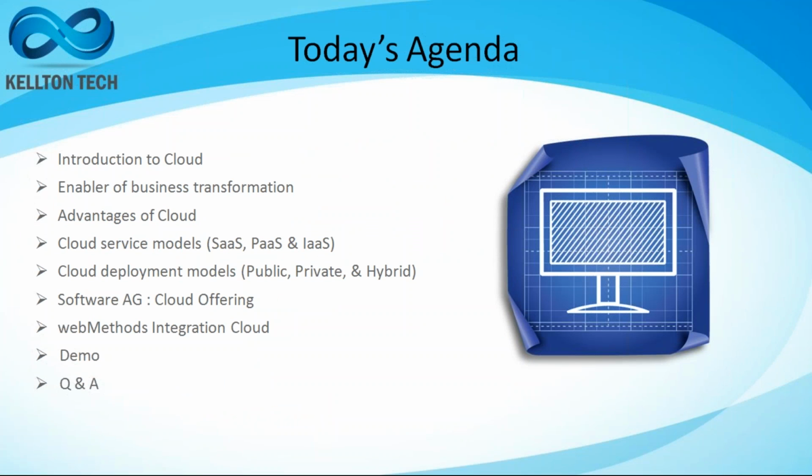Coming to today's agenda, after this short introduction, we'll talk a little bit about cloud. Why do we consider cloud as the business enabler? We'll discuss the advantages. We'll see what the terms SaaS, PaaS, and infrastructure as a service mean. In brief, we will look into the different models, which include public, private, and hybrid. Then we'll move on to the Software AG cloud offering. We'll see what Software AG provides under its cloud offering solutions.